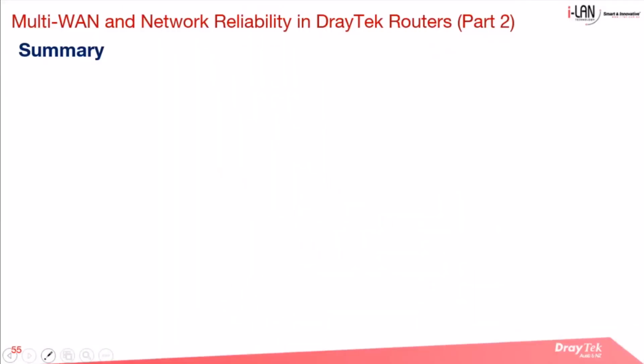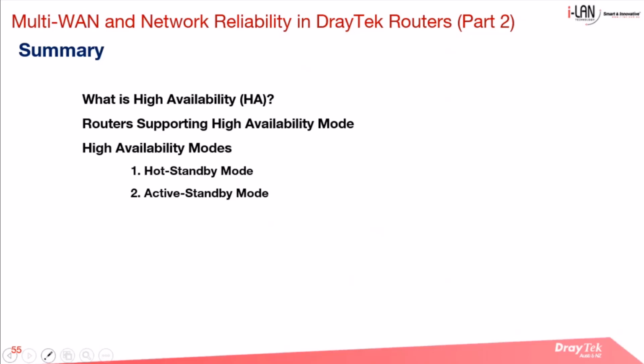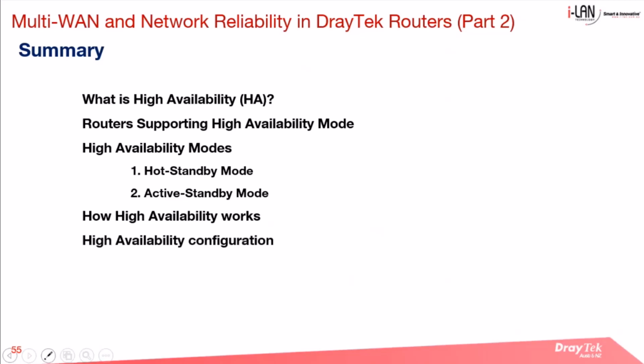Okay, so we have come to the end of the training module. To summarize, we started by looking at high availability and which routers support it. Then we looked at the two high availability modes, hot standby and active standby. We also looked at how high availability works and how to configure it. And finally, we introduced a hands-on exercise where you can set up and test hot standby high availability mode.